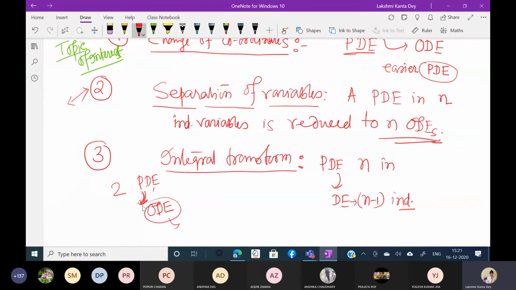This is for the particular case where we are dealing with two independent variables, like today's topic, the general second order linear partial differential equation.